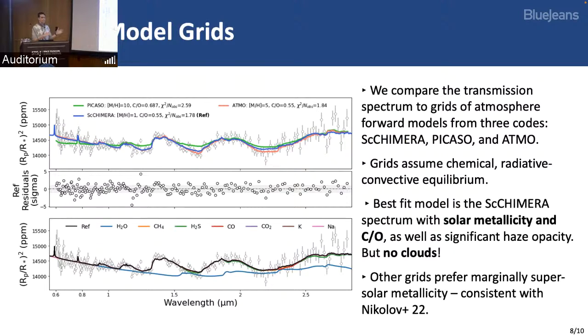We also find a significant haze, but again, this speaks to that sodium haze degeneracy, which we can't quite break with the SOS observations alone. The bottom panel on the left shows that best fitting SC Chimera model in black, and lets you visualize the different contributions of different molecules to that spectrum.